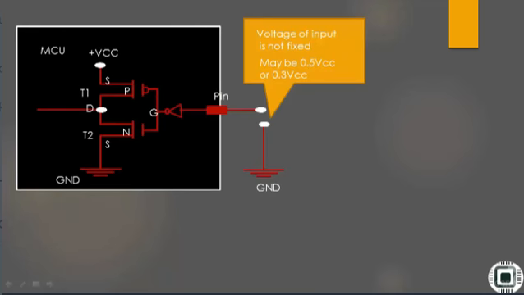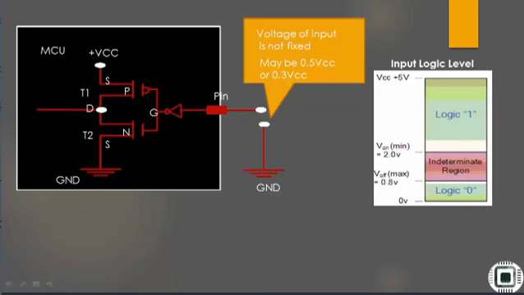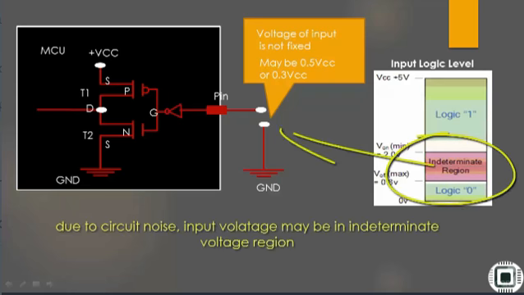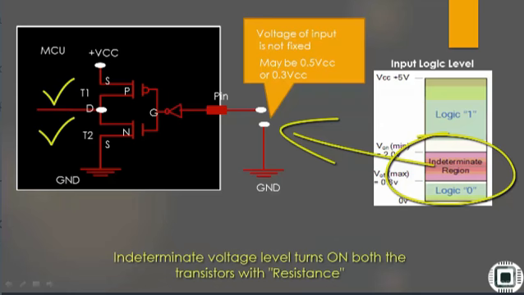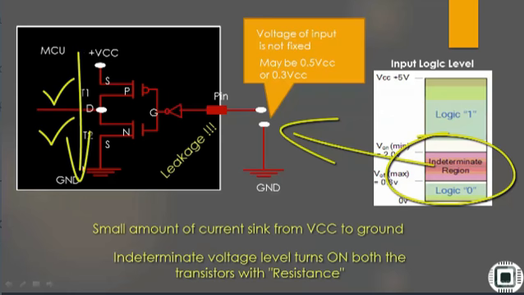Let's come to the floating state. In this case, the pin input voltage is not fixed. So due to the circuit noise, what actually happens is that the input voltage may toggle between 50% or 70% of the VCC to say 30% of the VCC. That means the voltage on this pin will be somewhere in this region, which actually turns on both the transistors with resistance. So as a result, a small amount of current will sink into the ground, taking this path.